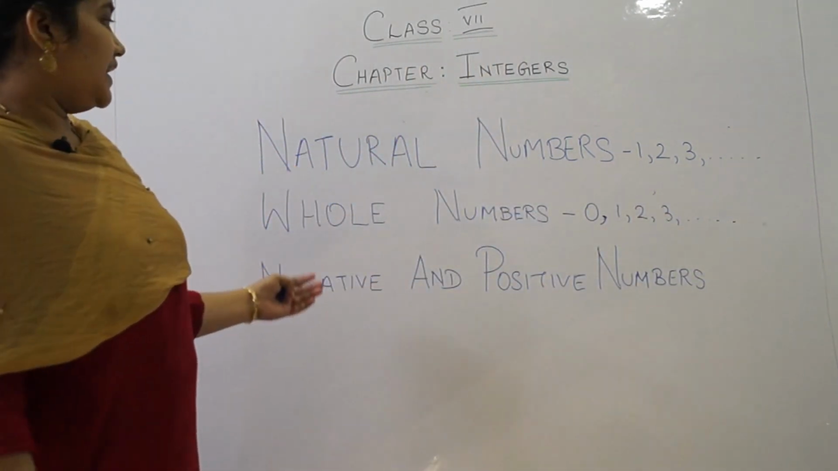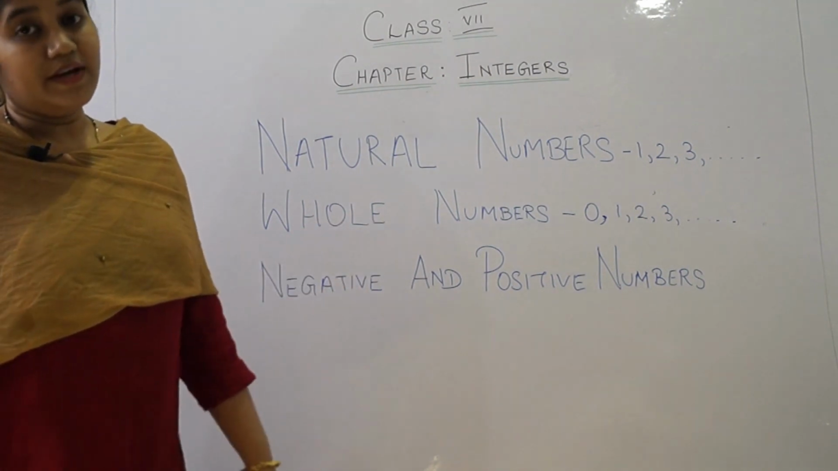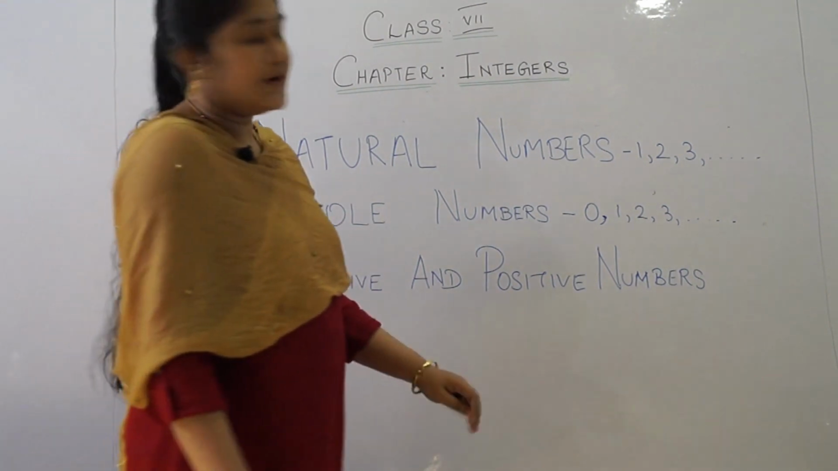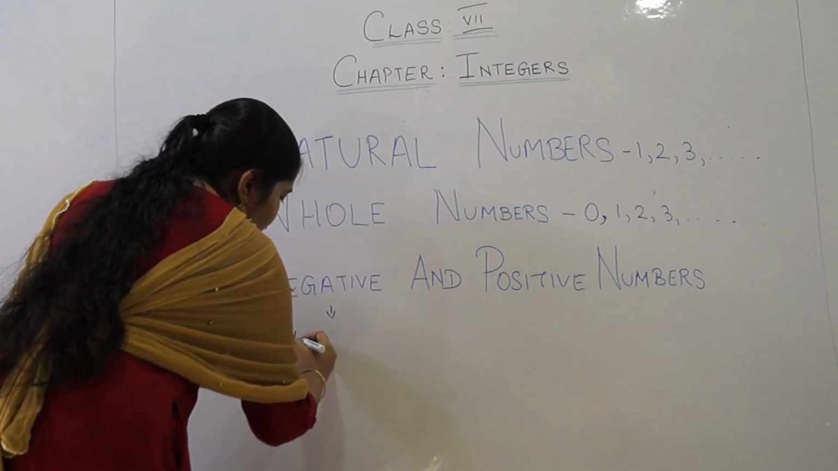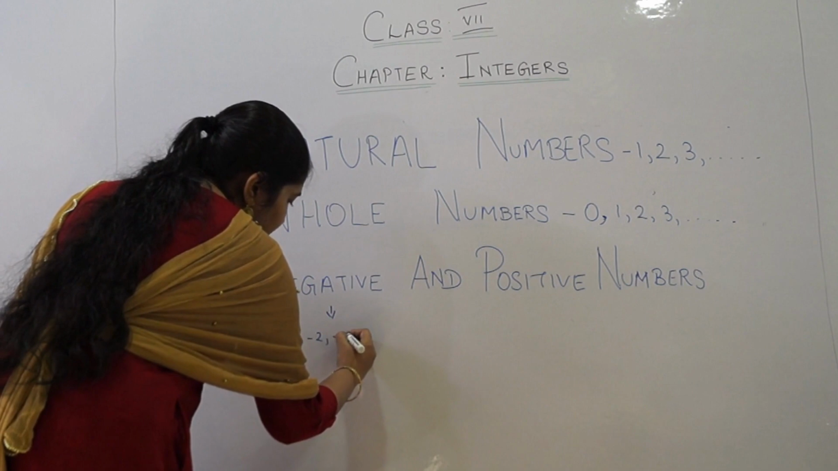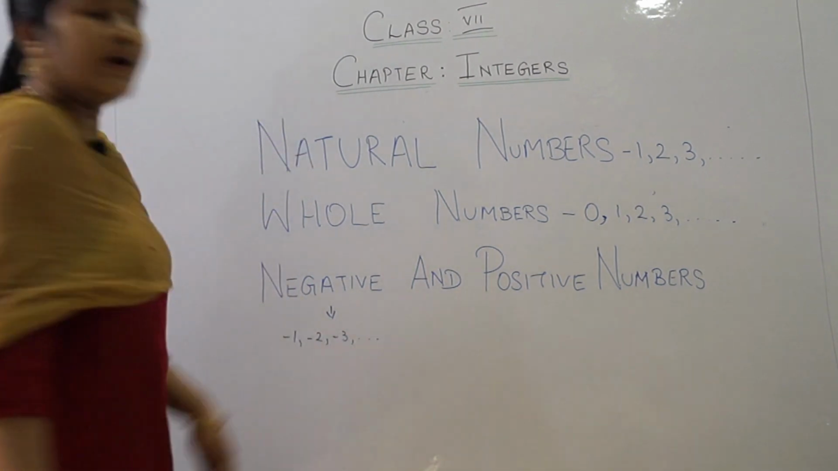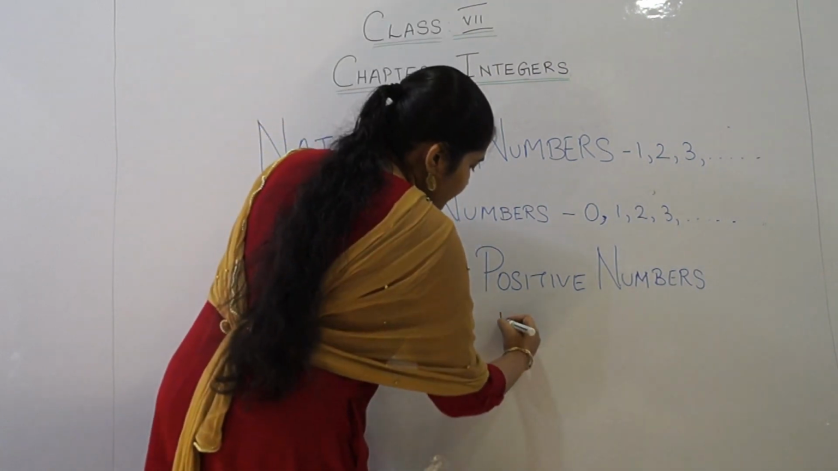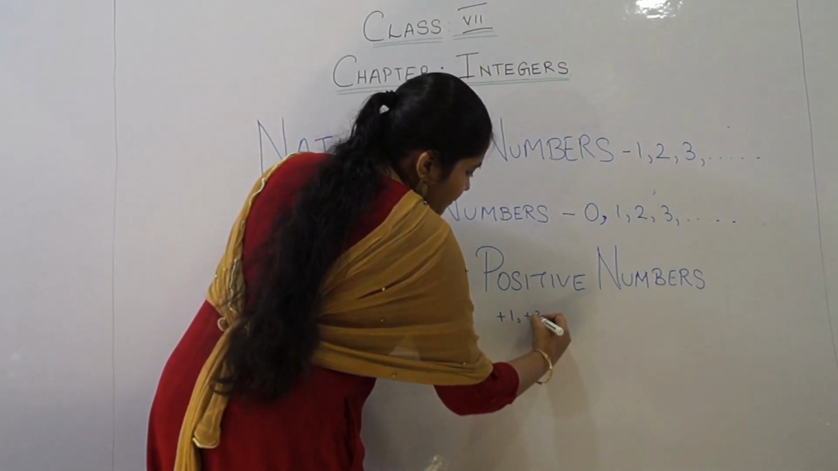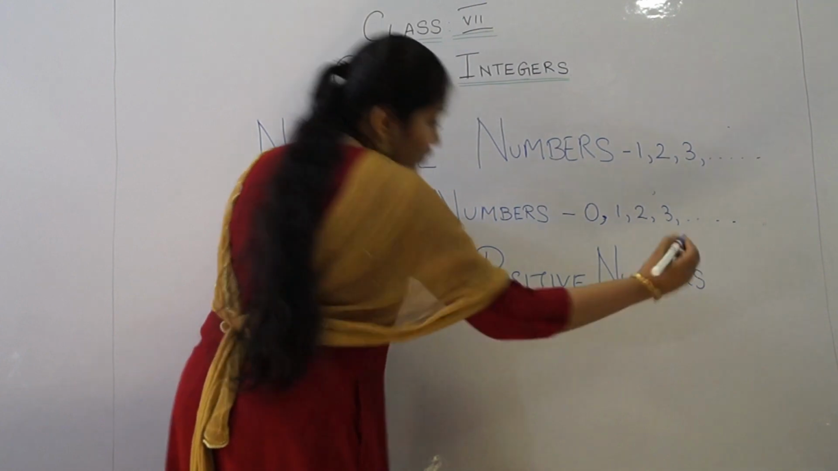What are negative and positive numbers? Negative numbers are nothing but they have a negative sign, that is, they are -1, -2, -3 and so on. And what are positive numbers? They are nothing but they have a positive sign, which is 1, 2, 3 and so on.